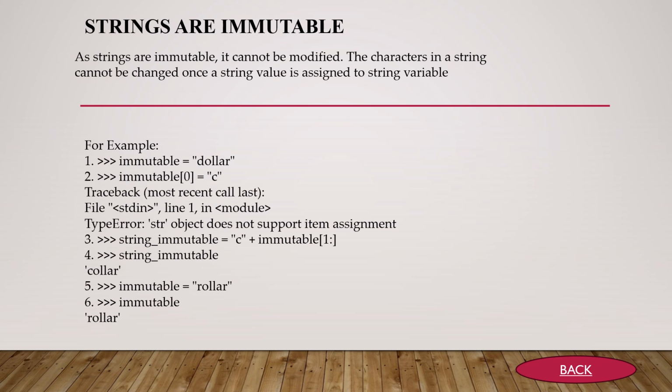This is because we cannot change the string value once it has been assigned to a string variable. But the same can be done by concatenating the character C with the rest of the string from the first index of immutable. Thus we can change the D to C. This is permissible, and also we can assign a new value. As in lines 5 and 6, we can assign a whole new string value to an existing string variable; that is allowed.